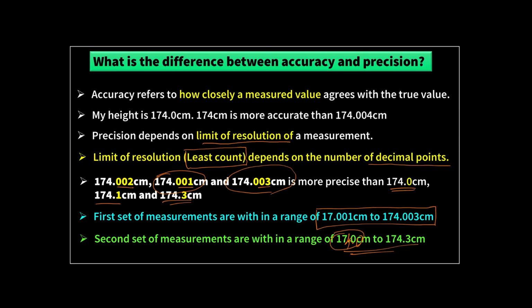Why is this set having less precision? Because the measurements are not very close to each other as this. So precision stands for the closeness of the measurements. So the first set is very close to each other than the second set. So the first set is more precise than the second set.